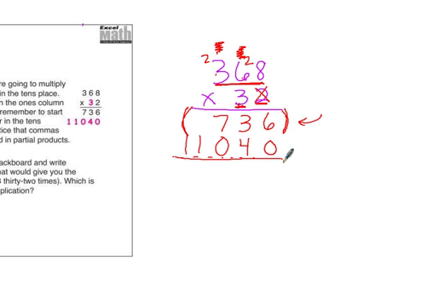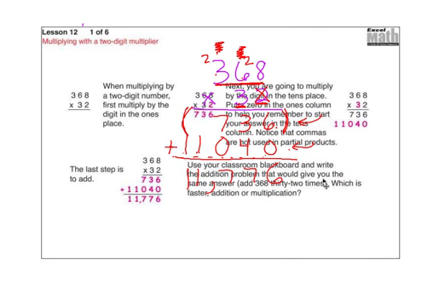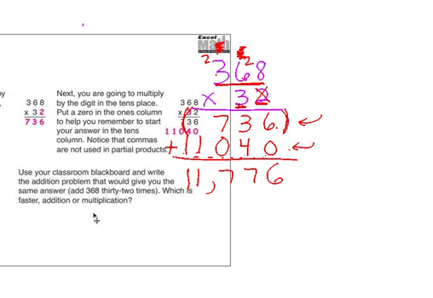Now what I'm going to do is add my two partial products together. I've got my partial product from multiplying 368 times 2. I've got my partial product from multiplying 368 times 30, and then I'm going to add those together. So 6 plus 0 is 6, 3 plus 4 is 7, 7 plus 0 is 7, and then I have an 11 left out here. So my answer is 11,776. Let's see if we got the same thing that they did on your lesson over here. Pull that over. Look at that, same exact answer, and that's how you do it.